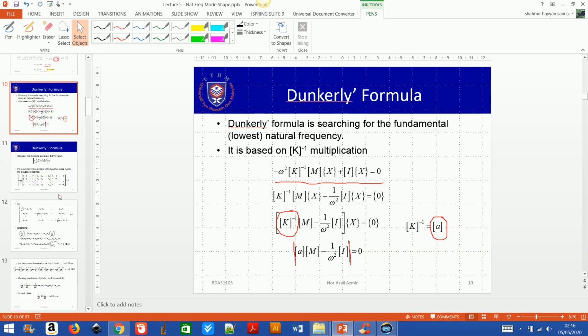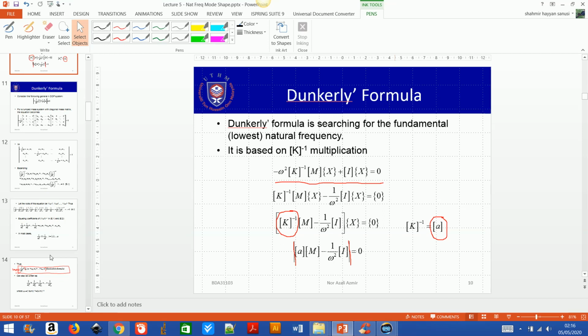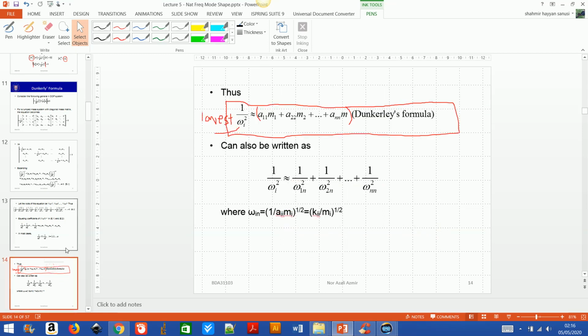So to cut it short, basically it's pretty simple, the Dunkerly formula. In order for you to get the lowest natural frequency using the Dunkerly formula, you just need to refer to this equation. 1 over omega i squared is approximately A11 M1 plus A22 M2 plus ... plus ANN MN. Alright.